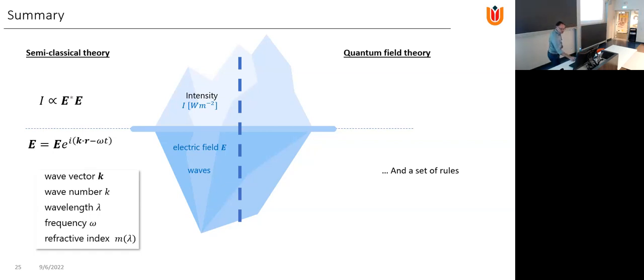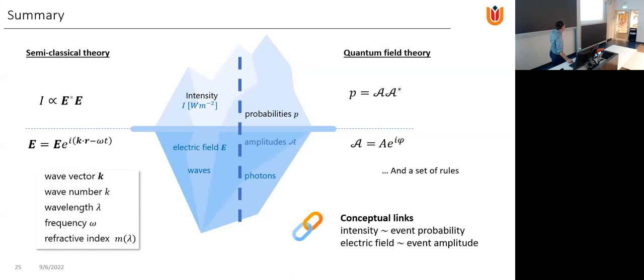And then on the other hand, for the quantum field theory, we have probabilities as the observable. These were calculated from the complex square of the amplitudes. So the amplitudes are here in complex notation, just like the electric field. And along with it comes a set of rules, which we briefly touched upon. But conceptually, we have this link between intensity and event probability, so the observables, and then underneath, when we calculate it, we have this link between electric field and the amplitude of the field.